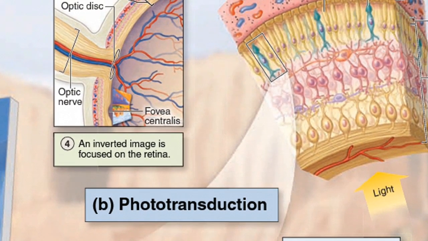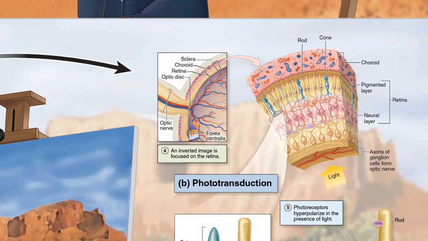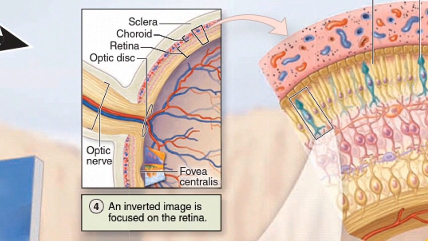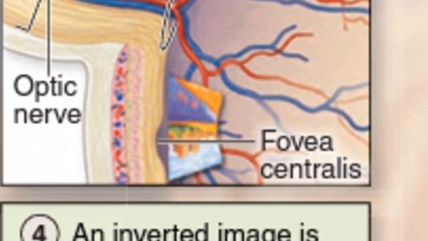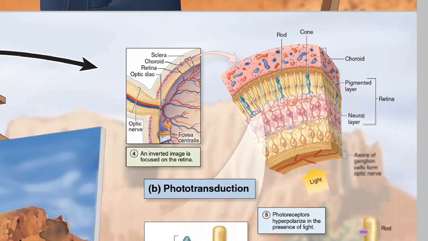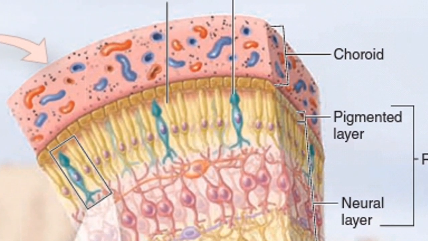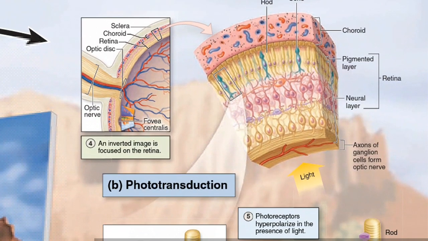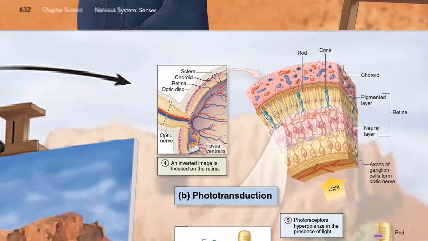Now we are discussing phototransduction. What is phototransduction? Here you can see the eye, the choroid and the retina, and on the retina at the fovea centralis, the inverted image of the painting is formed. In the previous lecture we learned about the various cells of the retina. In the retina you can see a pigmented cell layer, followed by a neural cellular layer.